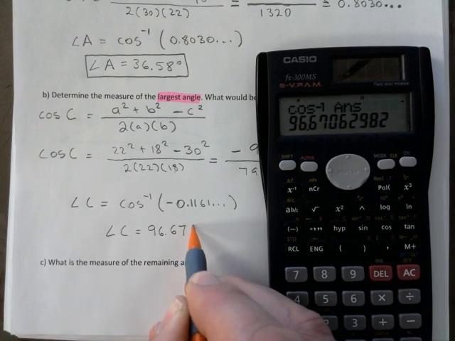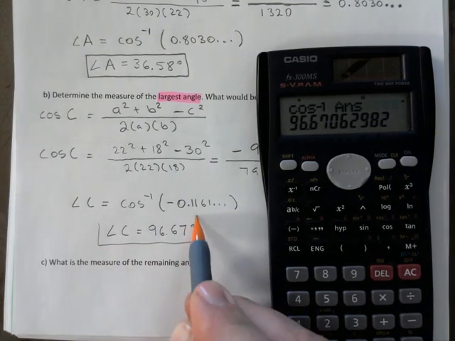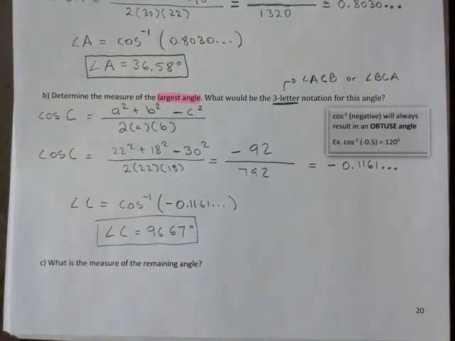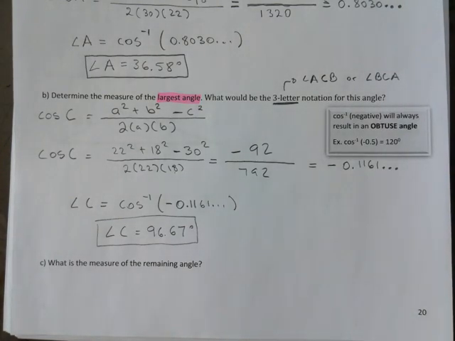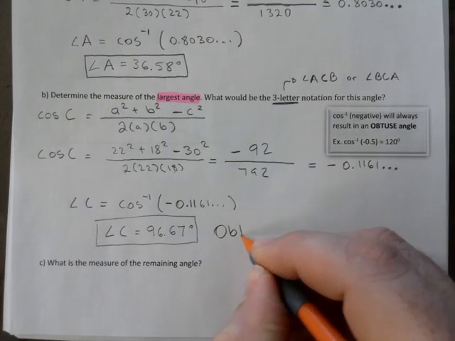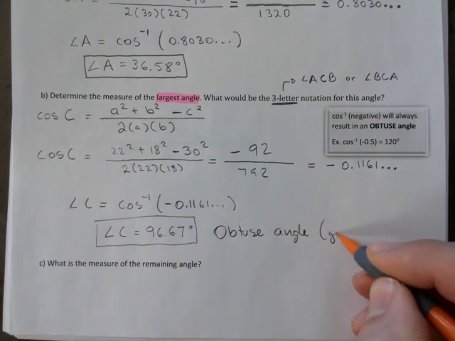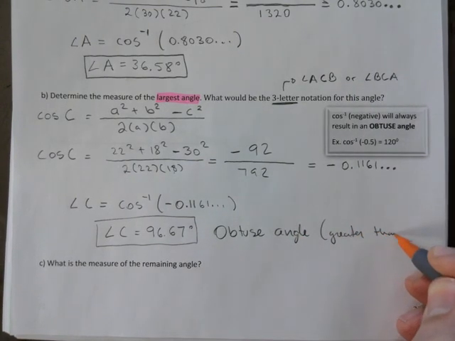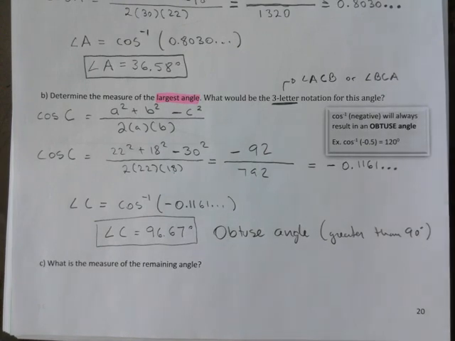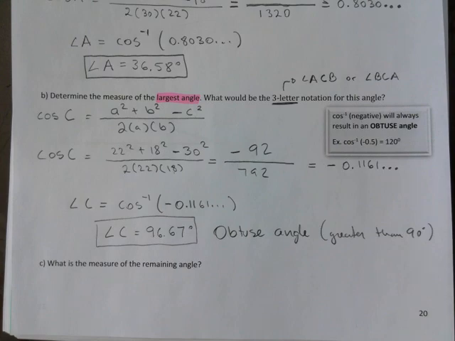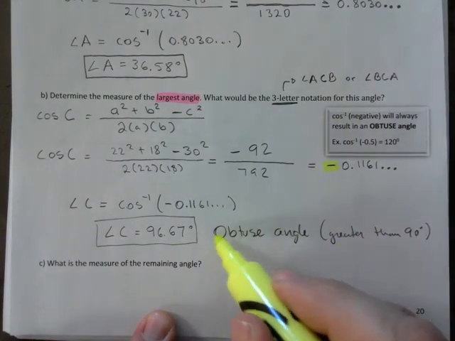96.67 degrees. And what kind of angle is this? Out of the three main types, there's acute, there's right, and then there's obtuse, right? This is an obtuse angle, right? It's greater than 90, right? And you know that, sorry, you could have predicted that already because of this.